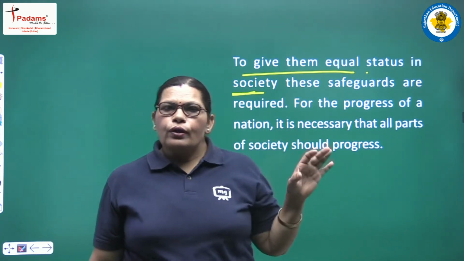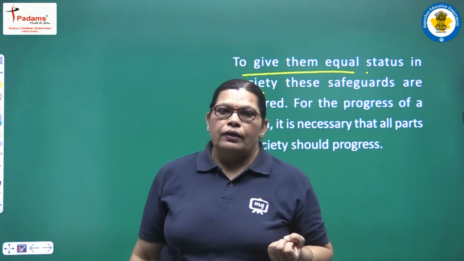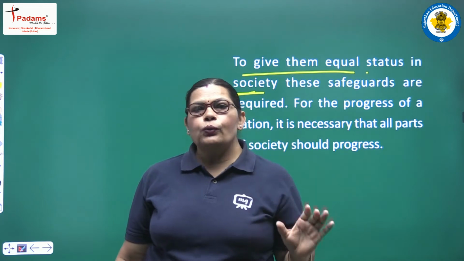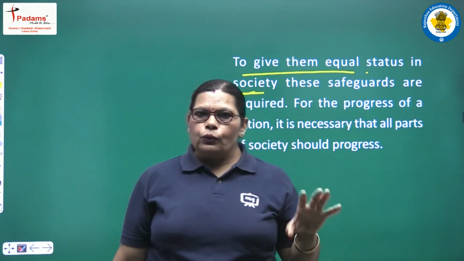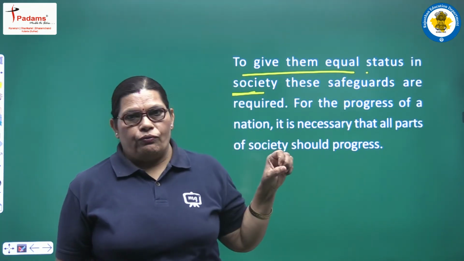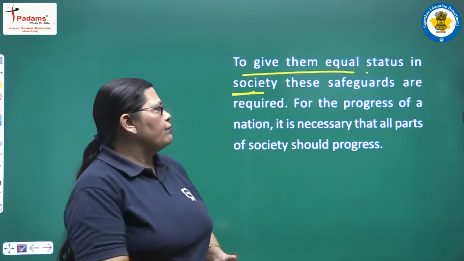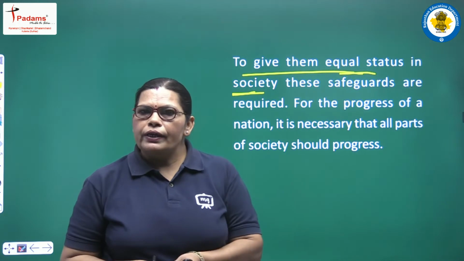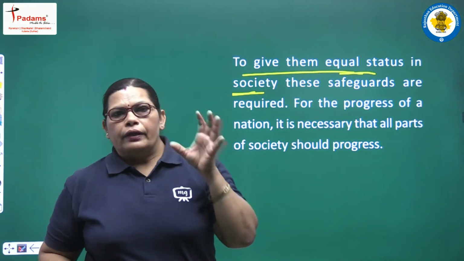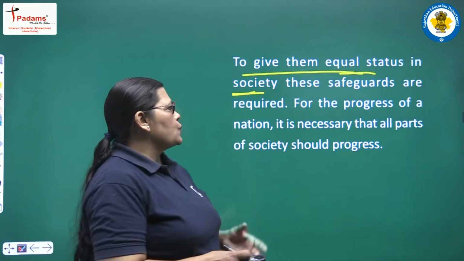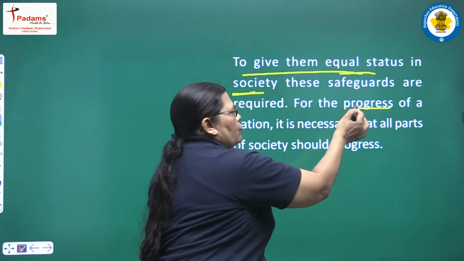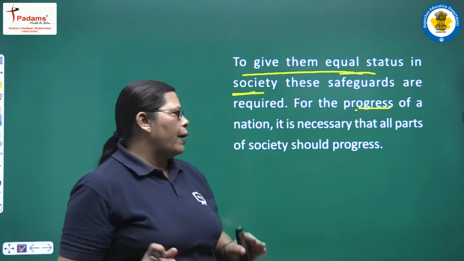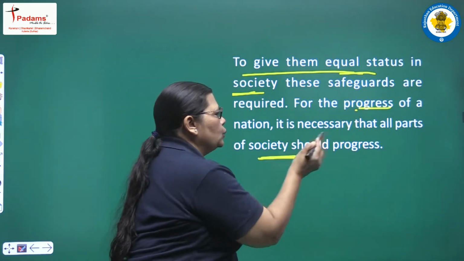So for the purpose of safeguards, what does our constitution give? Our constitution gives new laws, and as per these laws they are protected. Minority communities are protected with equal status. As we notice in our fundamental rights, students, the right to equality is there. That's why this is required. For the progress of a nation, it is necessary that all parts of society should progress.